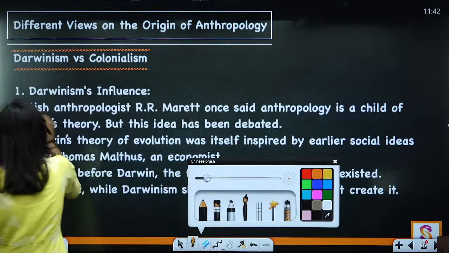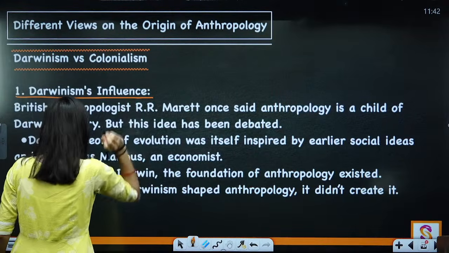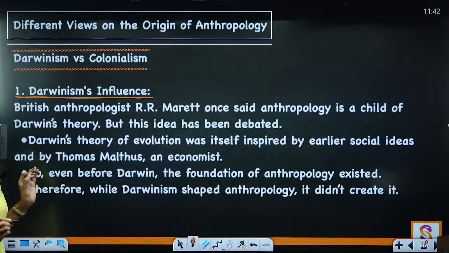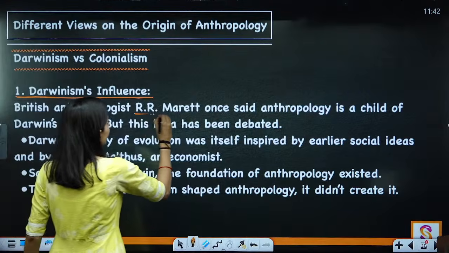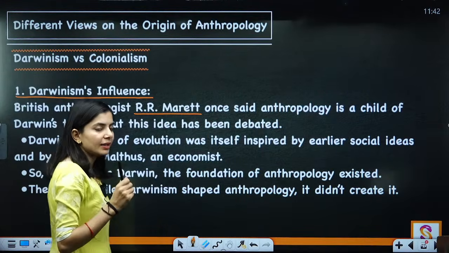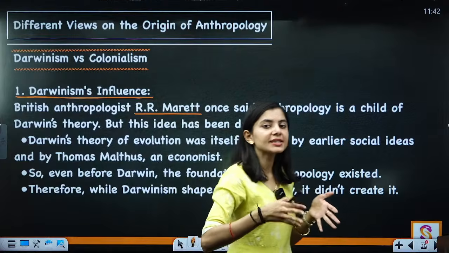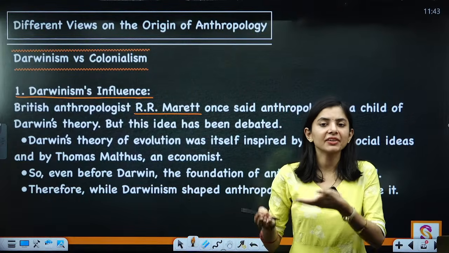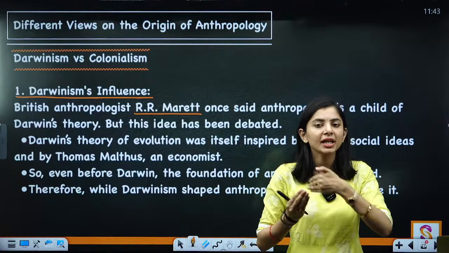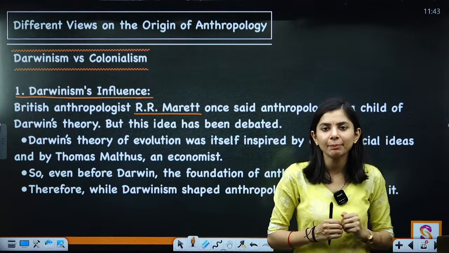Now, the first part that we are going to do is Darwin's influence. So there was one British anthropologist and his name was R.R. Merritt. R.R. Merritt said that anthropology is the child of Darwin because Darwin explained the theory. That's how the construction of anthropology happened.